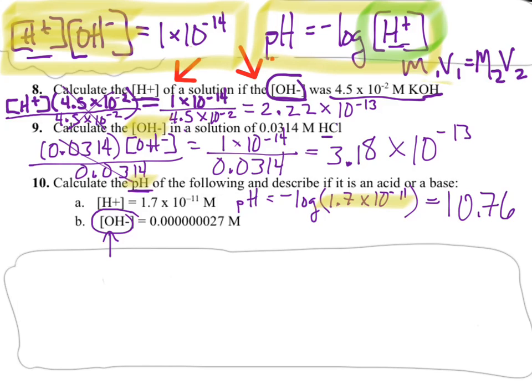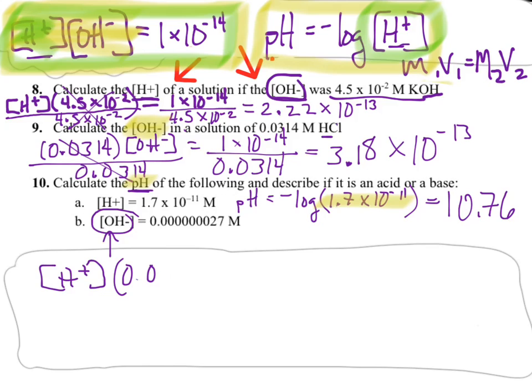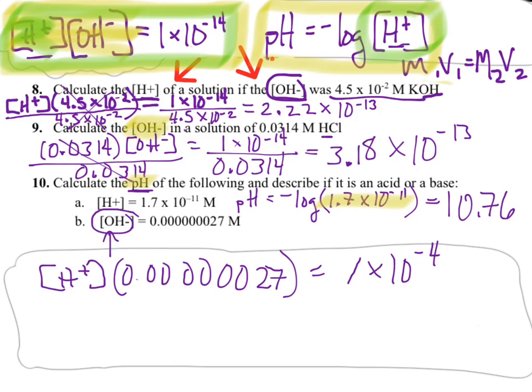So we need to figure that out first. Okay, so what that means is because we have an OH minus, we actually need to start with the formula that is on the left so that we can get the hydrogen ion concentration and we can plug that into the pH formula. So this is like a two-step problem. So you're going to take the hydrogen ion concentration times the hydroxide, which is what they give us, 0.00000002 7, that's 7 zeros, 27, equals 1 times 10 to the negative 14.